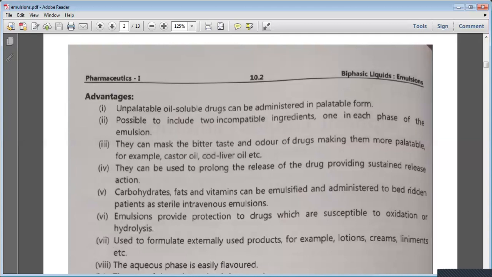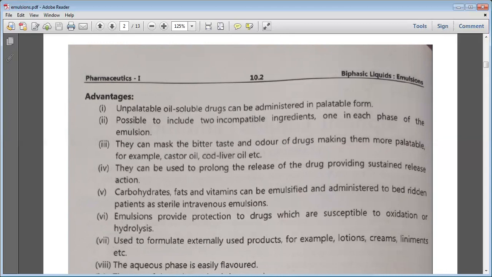Nowadays most of the cosmetic lotions, creams and liniments are prepared in the form of emulsions. This is because they can be applied easily on the surface of the skin, and also they can be easily removed by washing with water. That is the reason many of the lotions, creams and liniments are prepared using emulsion based technology.